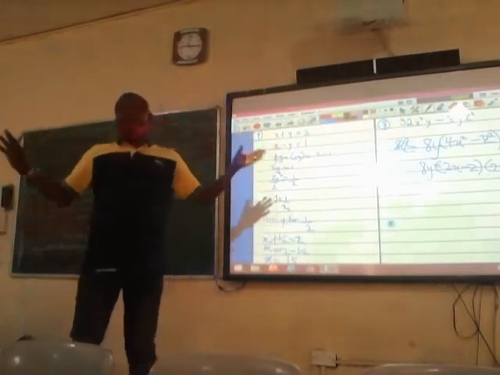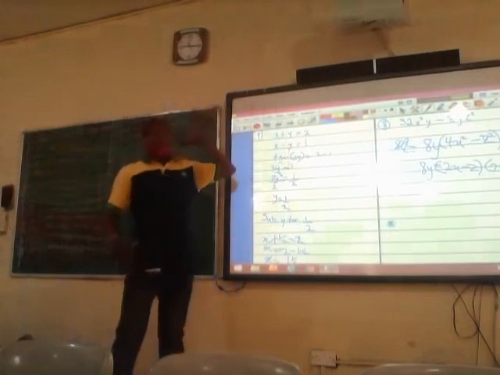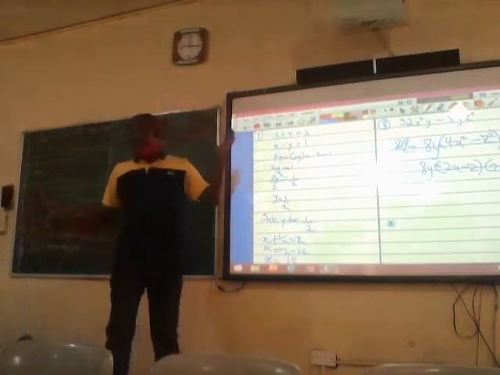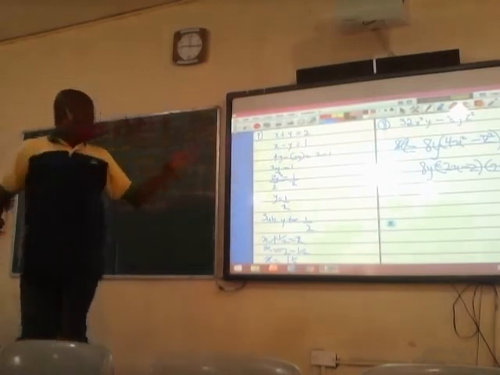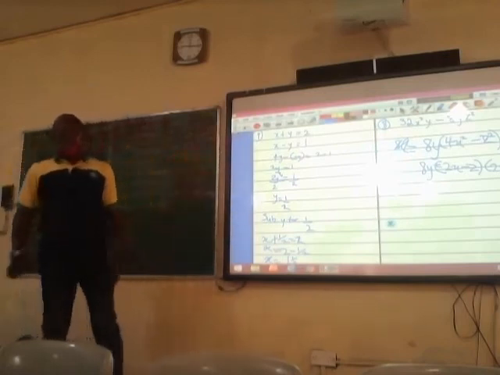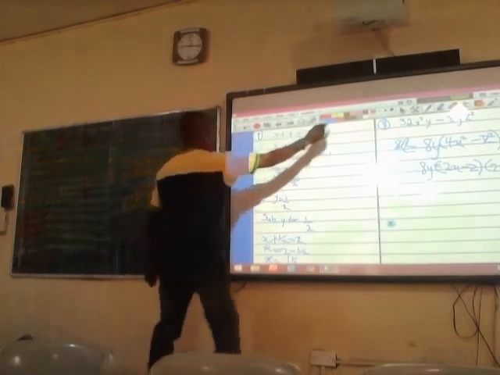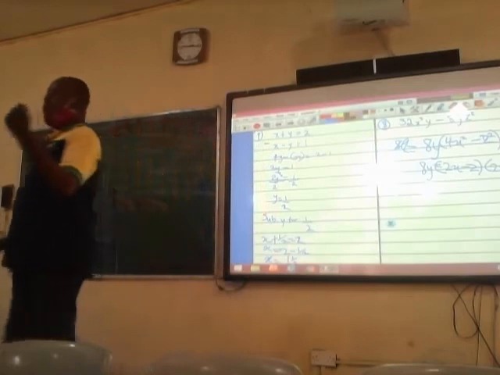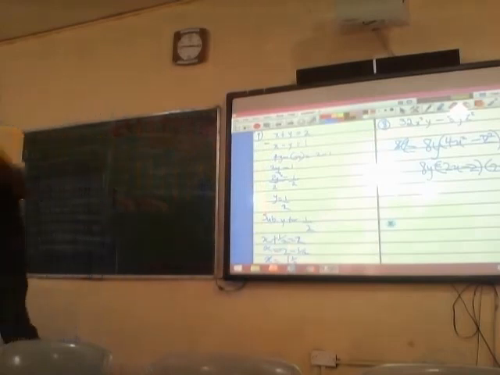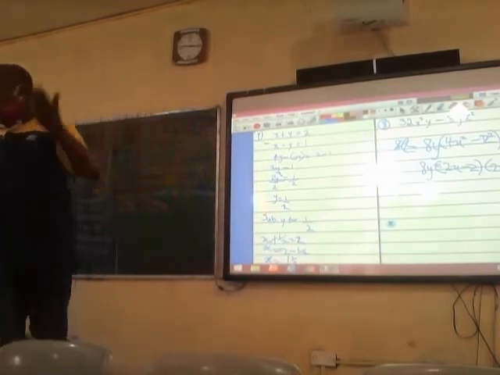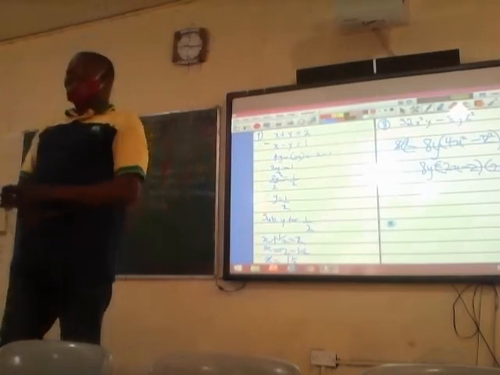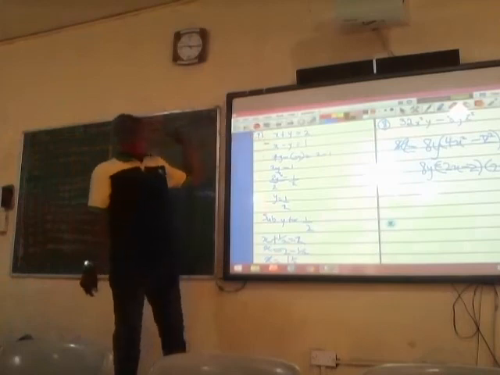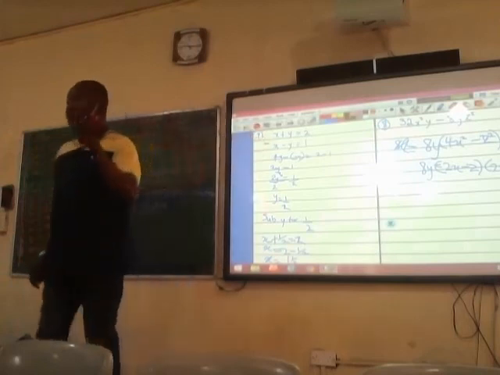You can either add: if you add these two equations, y will be eliminated. If you subtract, x will be eliminated. Any one of them can be done. So I want to follow our steps, our solution here. So she subtracted. When you are subtracting, you subtract the like term, x from x, y from y, and the constant term from the constant. If you check here now, x minus x is 0. That means x is eliminated. That's why I call it elimination method.